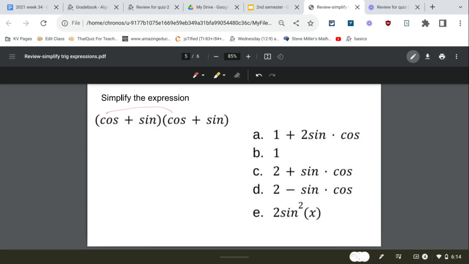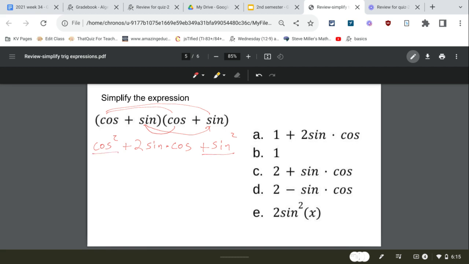Cosine times cosine is going to give me cosine squared. This is going to give me a cosine times sine. This is going to give me a cosine times sine. So that's going to give me 2 cosine times sine. And then the last bit will be sine times sine. Sine squared.